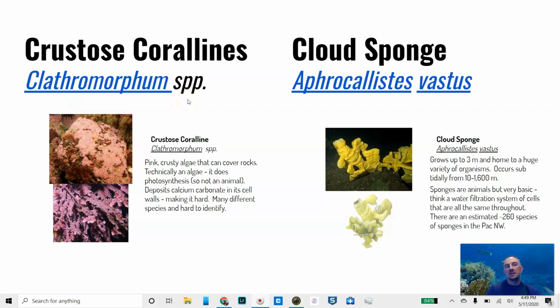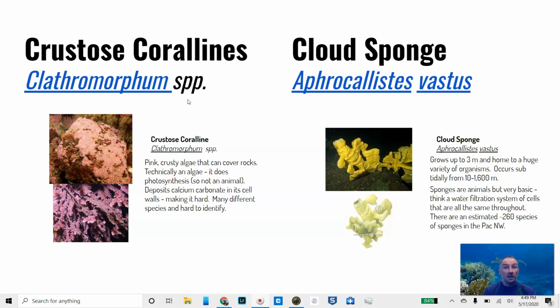Clathromorphum spa. Morphum is shape, and clathro is referring to this sort of calcium carbonate coating that they put around them. They develop and deposit calcium carbonate in their cell walls, which makes them sort of inedible. And so it grows as this crust on top of rocks.